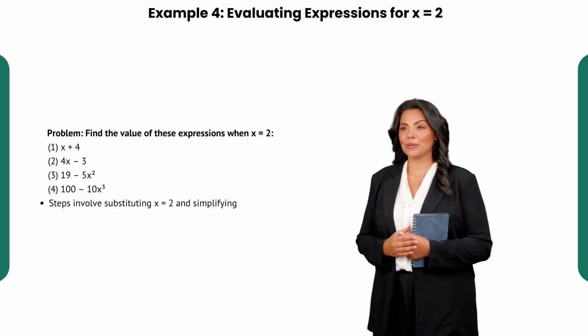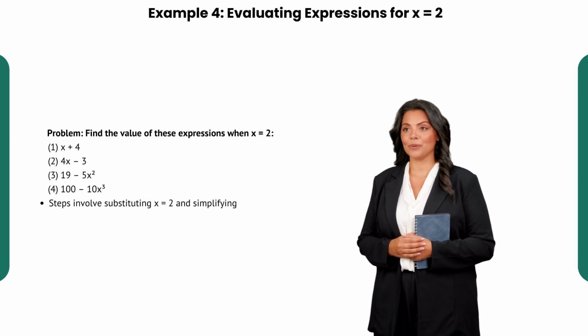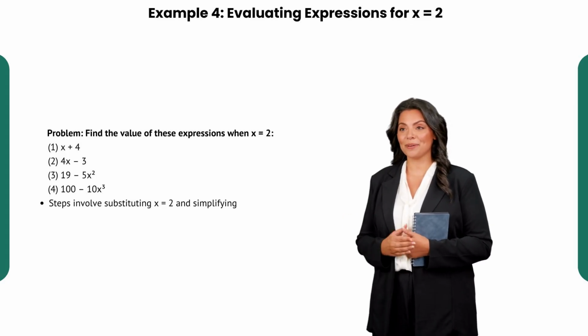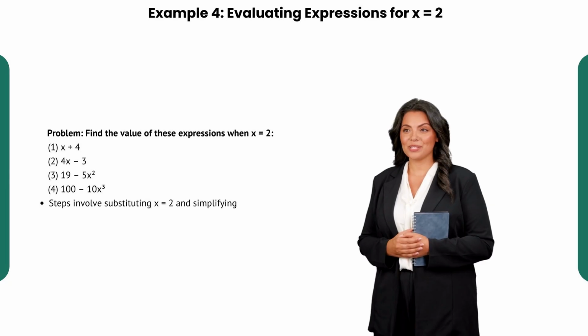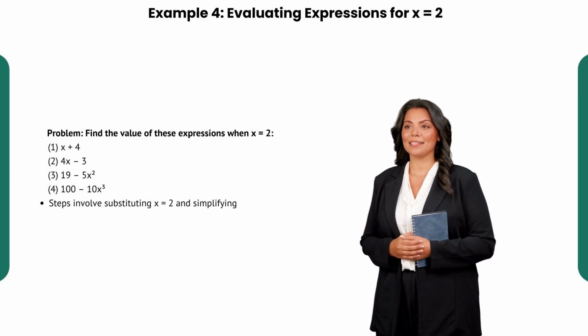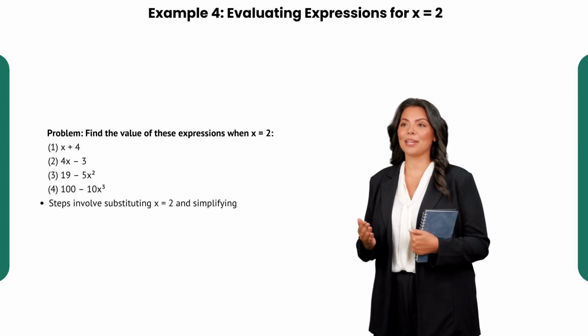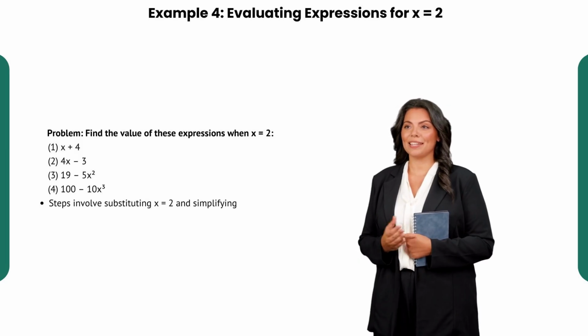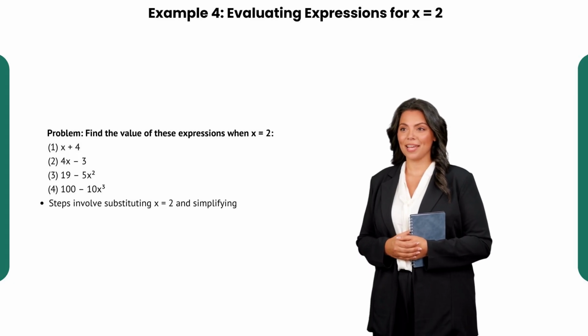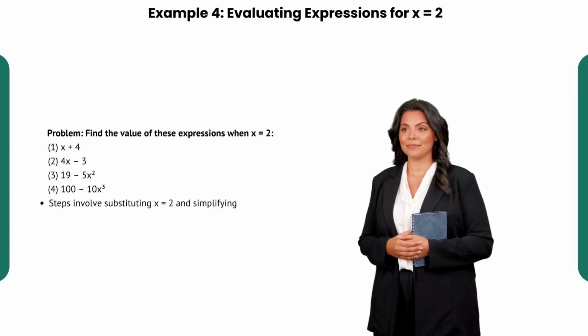Let's work together to evaluate expressions for x equals 2. Here are 4 expressions we'll find the values of. First, x plus 4. We substitute x with 2, so 2 plus 4 equals 6. Next, 4x minus 3. Substituting gives 4 times 2 minus 3, which is 8 minus 3, which equals 5. Third, 19 minus 5x squared.